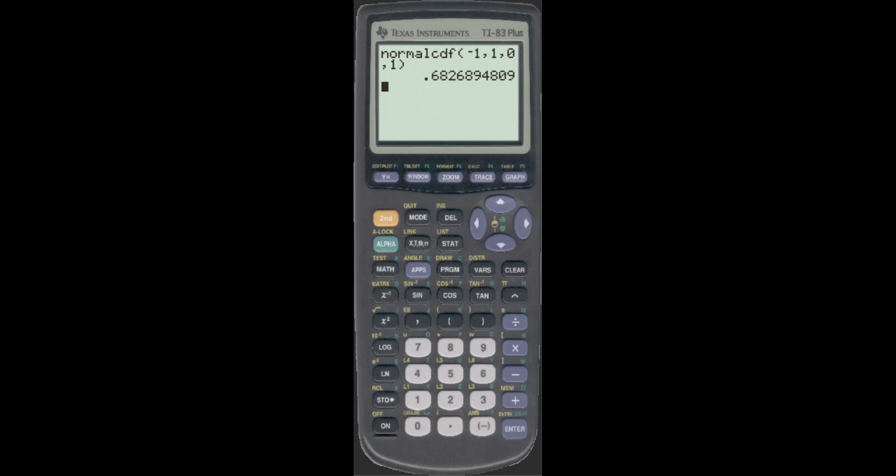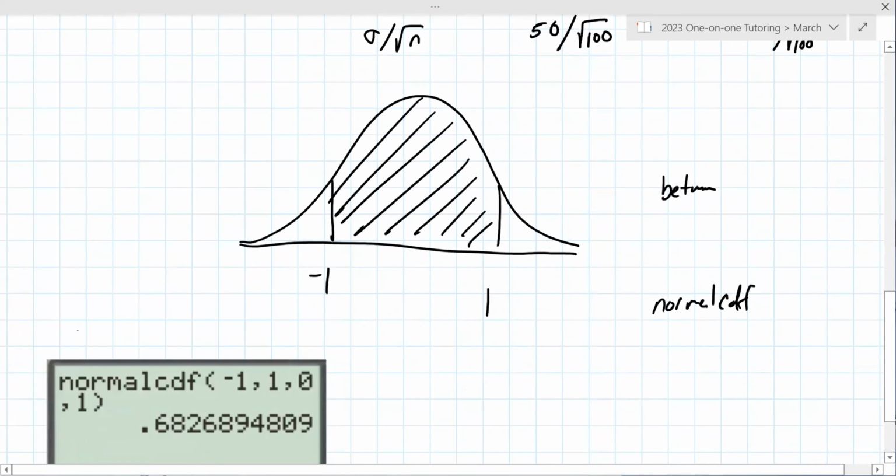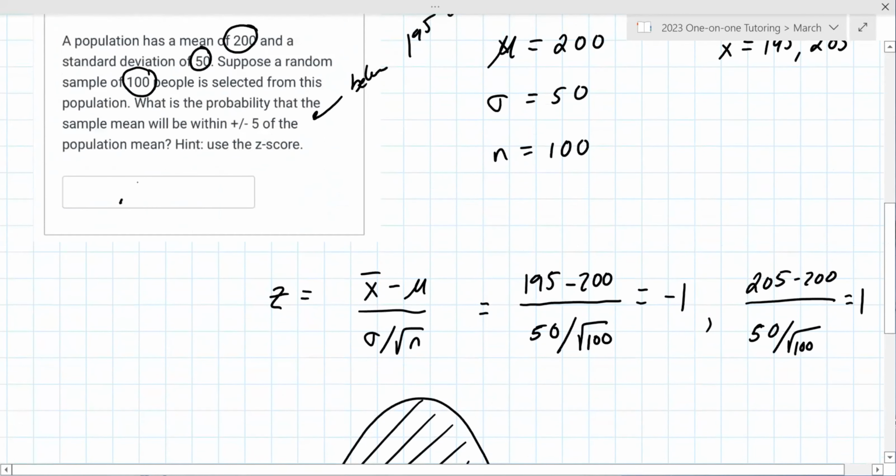Okay, so let me go back to the other screen. Let's see when that loads up. There it is. Okay. So that was under second distribution and then normal CDF. So that's this area between the two values. That is your answer here, 0.6827.